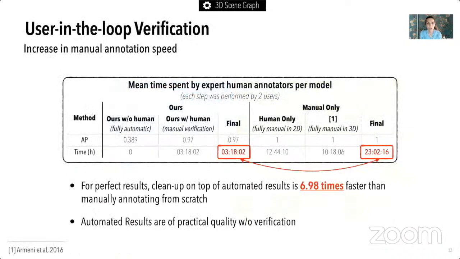Now, in terms of the time aspect, does it increase the manual annotation speed or not? Is it even worth doing all this semi-automated process? We see that the use of the automated system does provide results about 7 times faster than if you were to annotate everything manually from scratch. But as we will see right away, even if you were to use only the output of the automated system, there is still practical quality to it, even without the verification step.